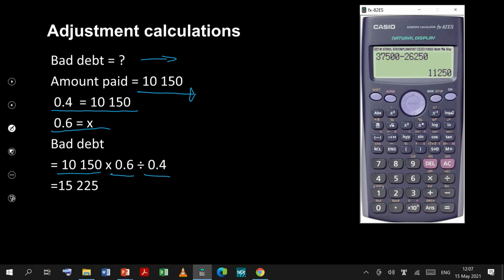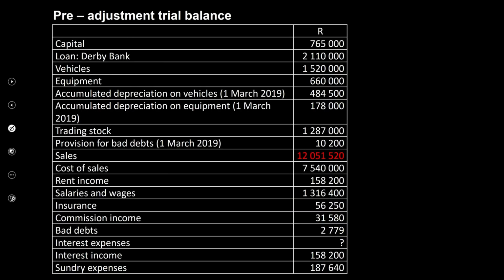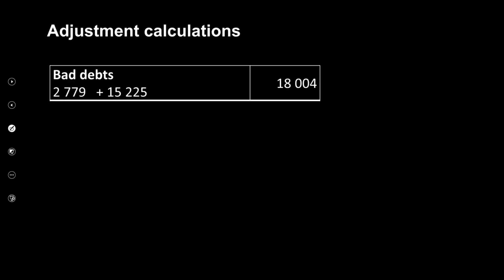Let's do that. So we got the 10,150, right, times 0,6 divided by 0,4, and that will give me the bad debt amount of 15,225. What do I do with that bad debt amount? Watch what I do with it. Here we go. I find my bad debts. I identify it with 2779. Immediately I say, fine, there's my bad debts.